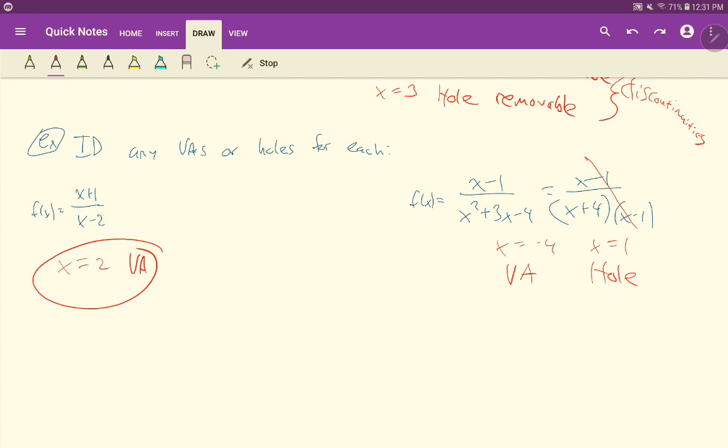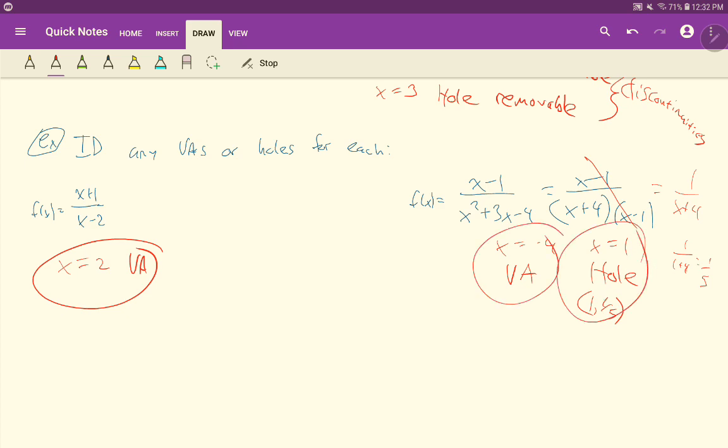But what we can do is still use this canceling out to help us figure out what the y value for that hole will be. If we now plug 1 into this function, we'll be able to see what the y value for the hole will be. So 1 over 1 plus 4 is 1/5. And so the hole is actually at the point (1, 1/5). And then the vertical asymptote will be there.